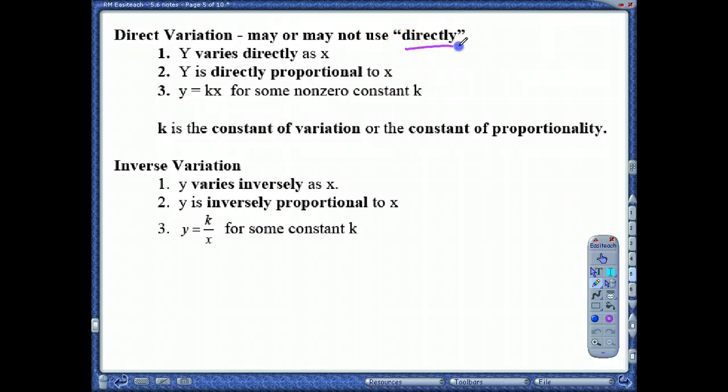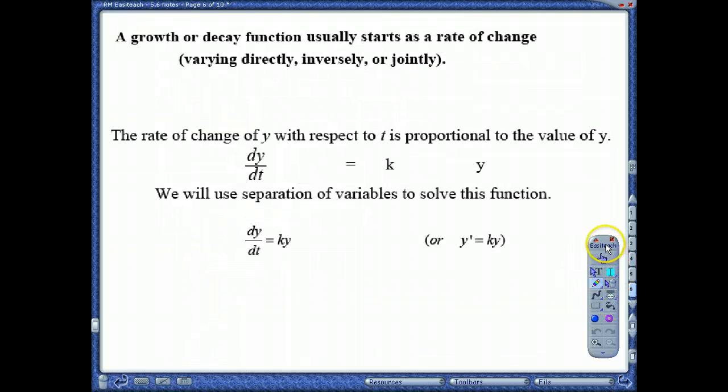If they use the word directly, and they may or may not use the word directly, they may say y varies as x. That means that you have some constant you multiply x by, and that will give you your y coordinate. Inverse variation has to have the word inversely. If it doesn't have the word inversely in there, then you've got yourself direct, which is multiplication. Inversely is division. So let's see what they're going to have us do with all of this.